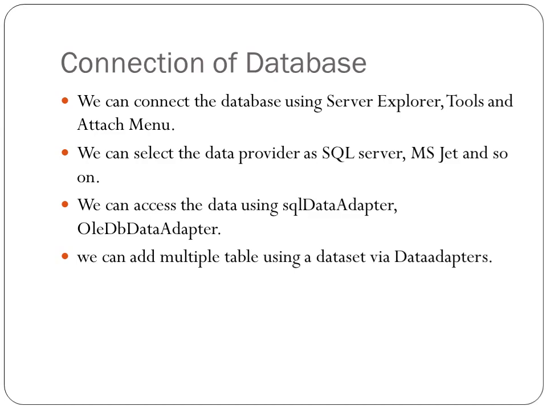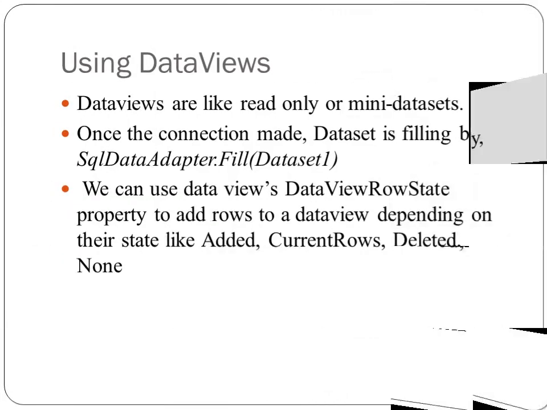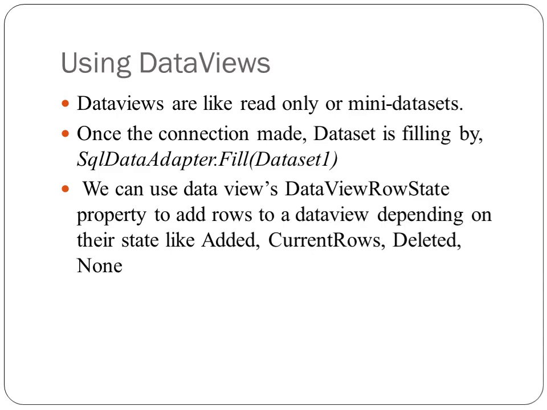And next one, we can add multiple tables using a data set via data views. So already we have seen data views is a customized view of a table, or we can say it is a mini data set. Once the connection is made, the data set is filled by using this code, SQL data adapter dot fill of dataset 1. This code is generated by the system once the connection is made.